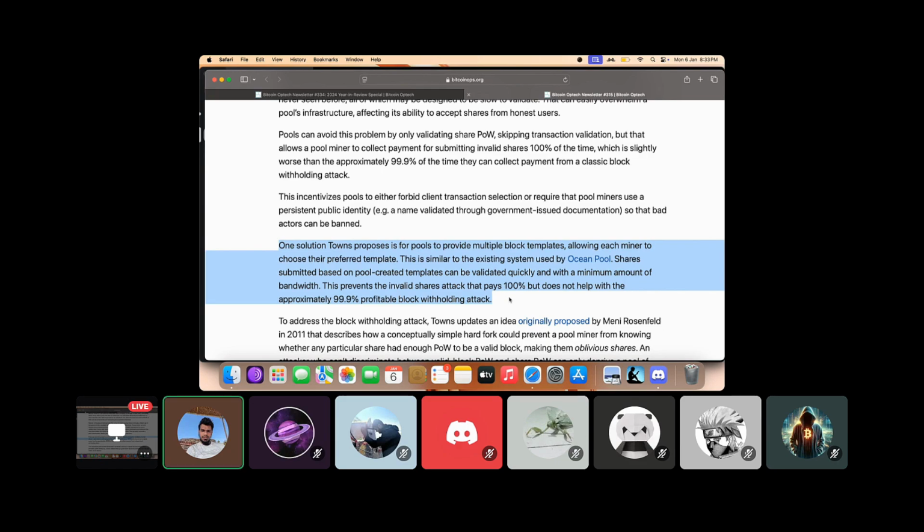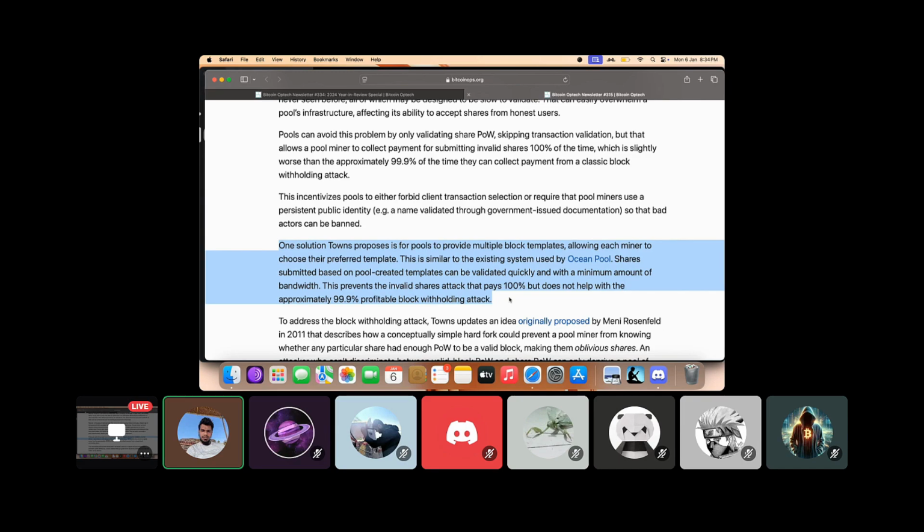Earlier, the mining pools had only one template. You had to choose that template itself, or the pool would not let you mine with it. Now, an intermediate level of decentralization would be that instead of just one block template, the mining pool can have four, five, six block templates and tell the miner, hey, choose from these. So you can choose the template that suits you.